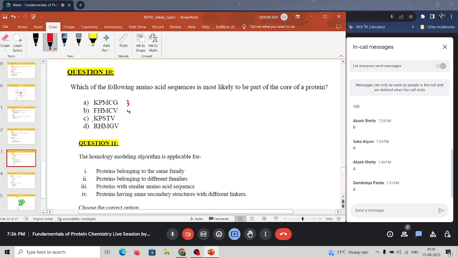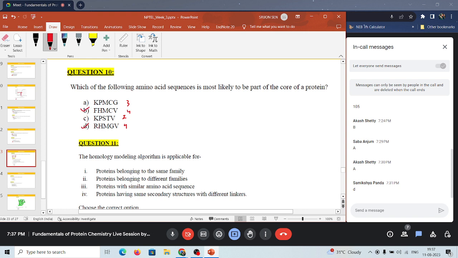Then we have lysine, proline, serine, threonine, and valine. Here also we have 1, 2. So here we have 2. And the last one is arginine, histidine, methionine, glycine, and valine. So here we have 4. So it can be both B as well as D.